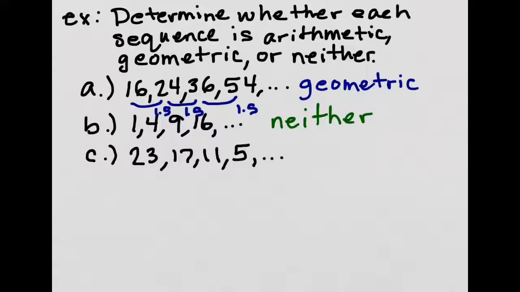Okay, let's look at this last one. If we subtract 11 from 5, we will get negative 6. If we do 11 minus 17, we get negative 6. And 17 minus 23 is negative 6. So you can see that each time we're adding a negative 6 to get the next number. So if we added negative 6 to 5, our next term would be negative 1. So this is arithmetic.